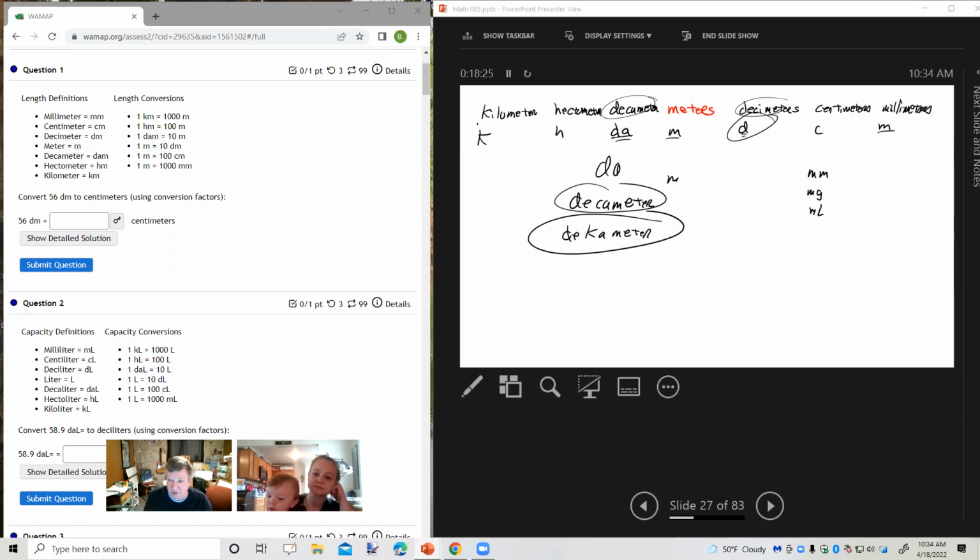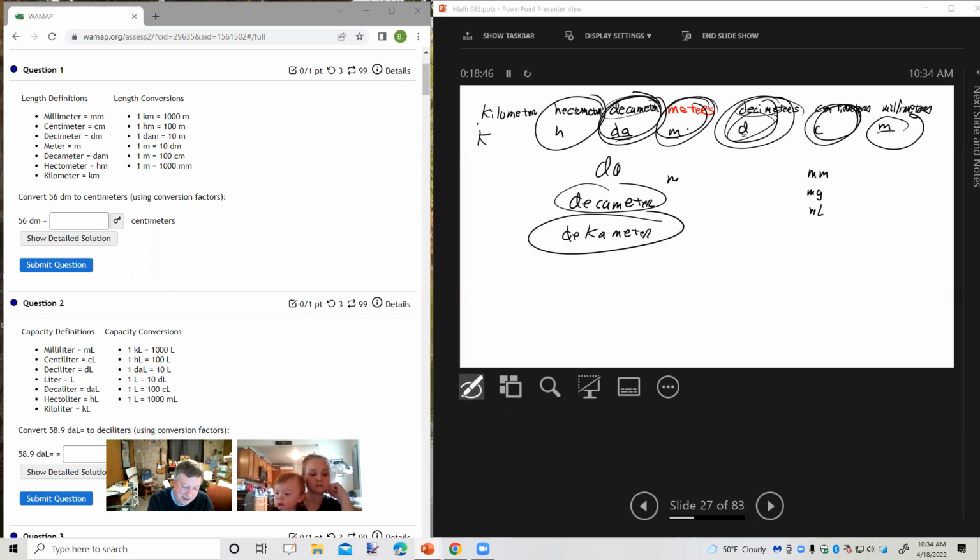All right, now, having said all of that, 10 millimeters is 1 centimeter. 10 centimeters is 1 decimeter. 10 decimeters is 1 meter. 10 meters is 1 decameter. 10 decameters is 1 hectometer. 10 hectometers is 1 kilometer. So in the metric system, everything is tens.